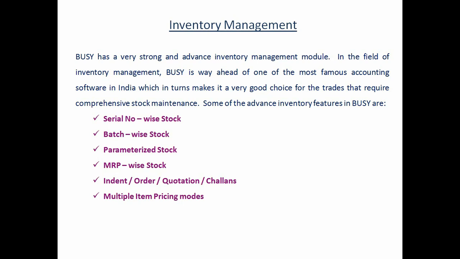Parameterized stock, required majorly in the cloth trade type or shoe merchant trade type. Then is your MRP wise stock. You can maintain items with different MRPs. This is basically used in FMCG trade type. Then complete operation workflow you can maintain, starting with indent, order, quotation, issuing goods on challan. So this complete cycle can be maintained in Busy. And then is multiple item pricing modes.